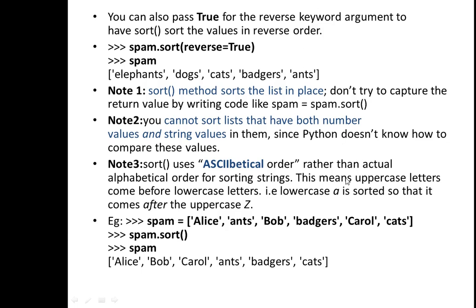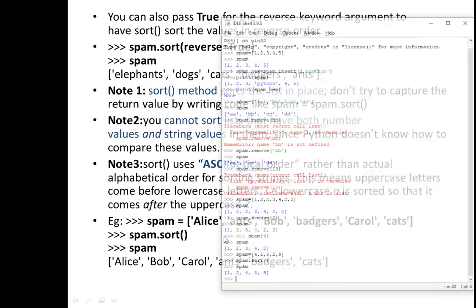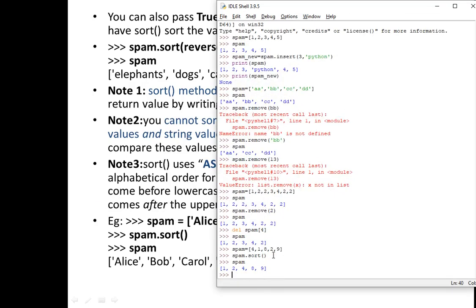Now suppose I do not want to have it in the ascending order. I want to have it in the descending order. Then you specify reverse is equal to true. That means you reverse whatever is happening. So in this case, I have given here spam. What is the value of spam I have here? 12489.